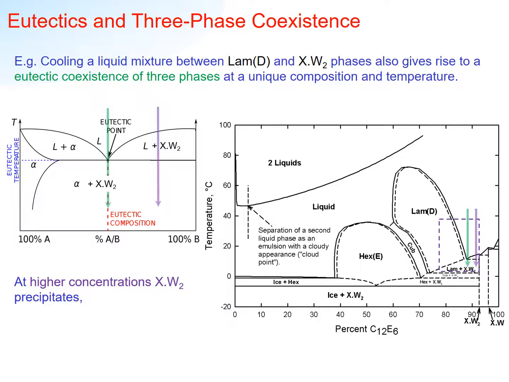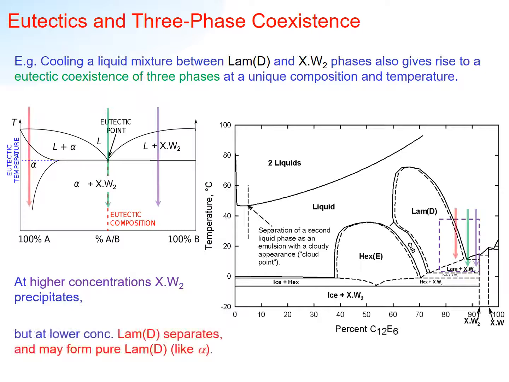But if we cool at a lower concentration, if we cool from the liquid through the two-phase region into the lamellar phase, which I've still just called alpha, then we see this solid solution-like behavior on the left-hand side. So this phase diagram on the left maps to the lamellar phase plus dihydrate region of our much more complex phase diagram for the surfactant.